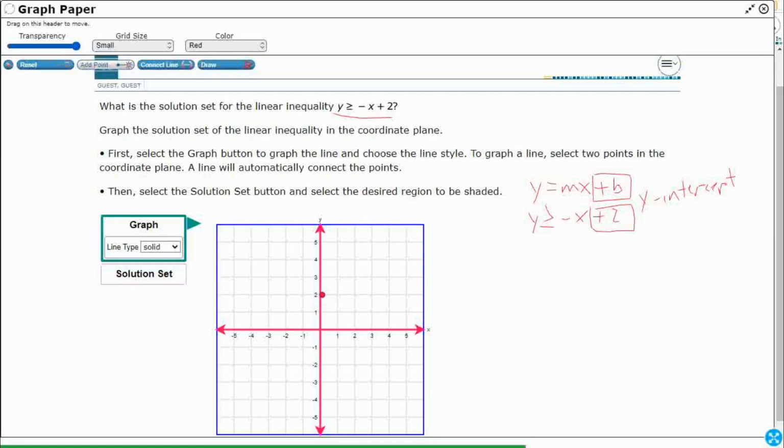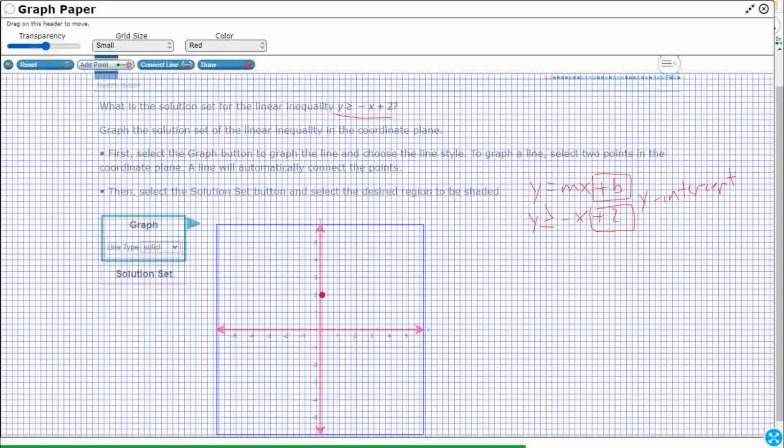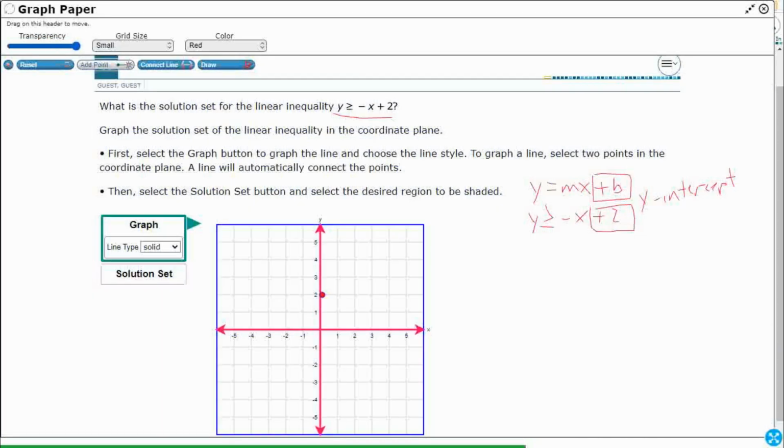And this isn't the actual answer. I'm just drawing on the graph paper. We're going to have to close this down a little bit and actually use the actual graph they give us. But I want to make sure we have a good answer first. So we know that's our y-intercept. What's the other thing we know?